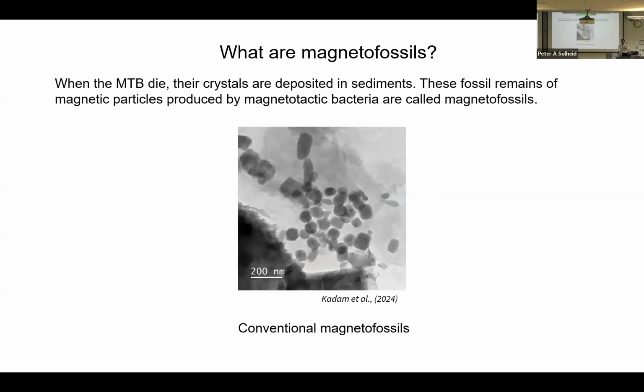So what are magnetofossils? When the magnetotactic bacteria die, these crystals become part of the sediments, and they provide a magnetic signal along with the bulk of the other detrital magnetic signal. These crystals, the magnetofossils produced by MTBs, are called conventional magnetofossils. In the later part, it will become clear why we call them conventional magnetofossils.